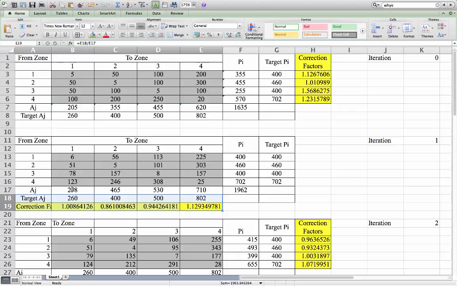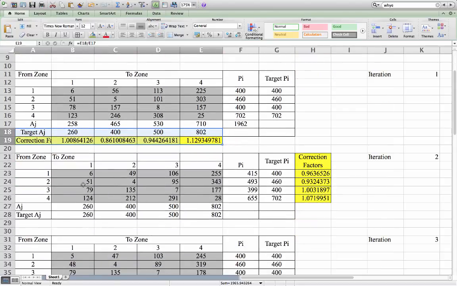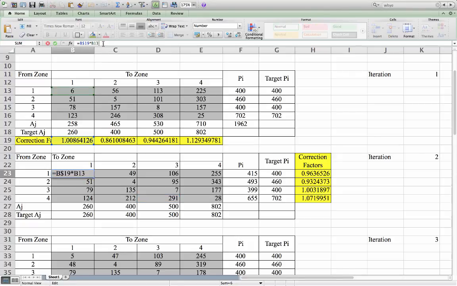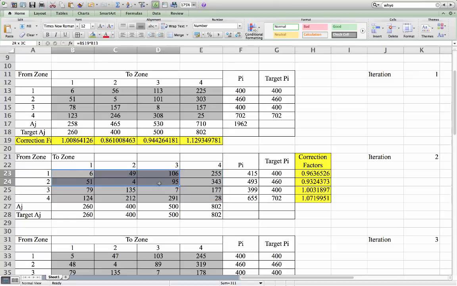growth factor rates based on the attractions, we can multiply these growth factors to the associated cells to get a new trip table. So for example, this cell in this new table is coming from multiplying the growth factor of zone 1 related to the attracted trips by cell 1,1, coming from the growth factor of zone 1 related to the attracted trips multiplied by the second cell in the table, and so on and so forth to get the entire trip table.